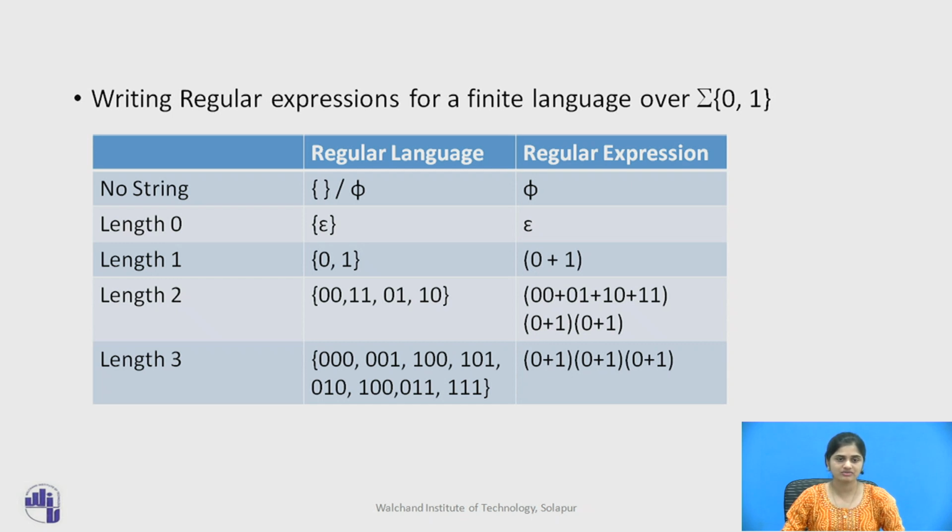If 0, 1, that is strings of length 1, are there in the language, the regular expression can be written by inserting the addition symbol in between the strings. So the regular expression for the language with length 1 will be 0 plus 1. Similarly, for the strings of length 2, it will have 4 strings: 0 0, 0 1, 1 0 and 1 1. While writing the regular expression, in the same way we will insert the addition symbol. So it will become 00 plus 01 plus 10 plus 11.